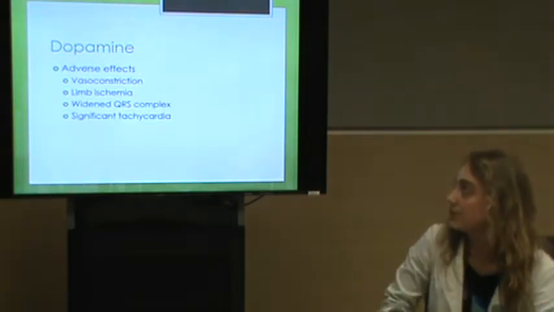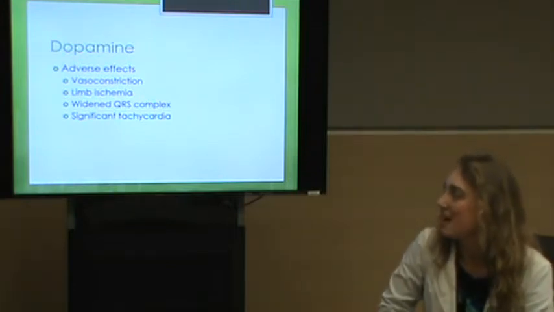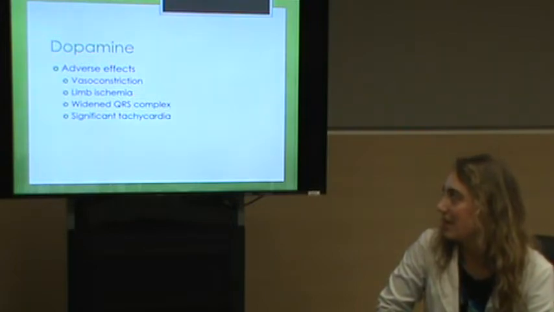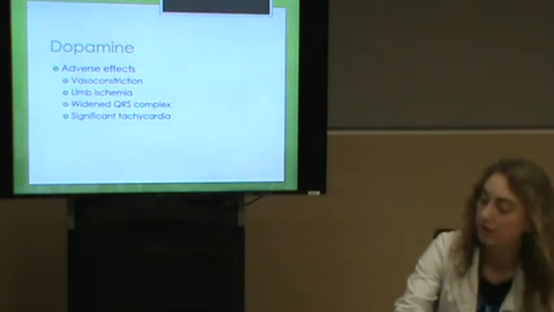In terms of adverse effects, vasoconstriction is the number one, and then significant tachycardia follows closely behind, but limb ischemia is considered the most severe side effect that can happen.